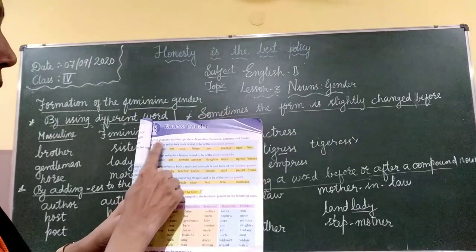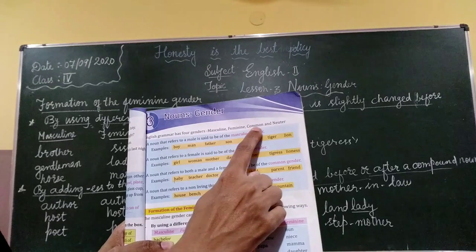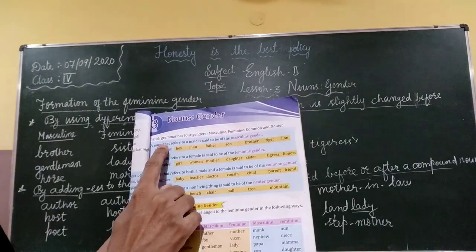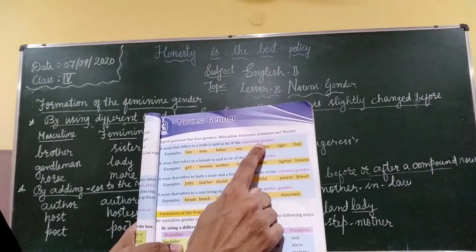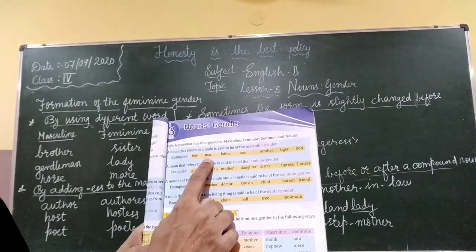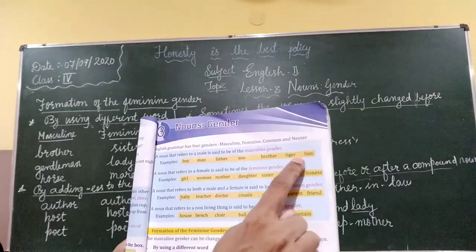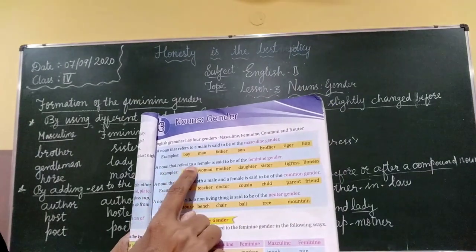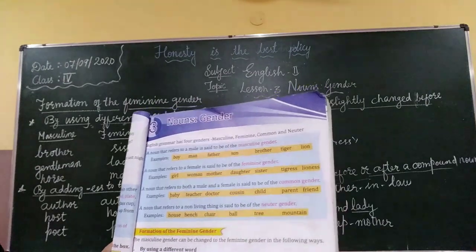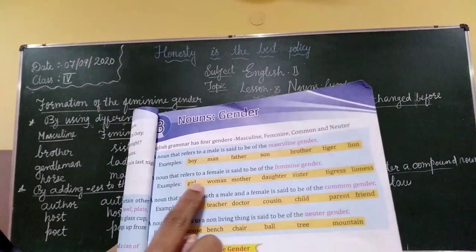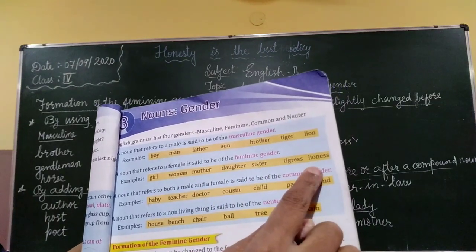English grammar has four genders: masculine, feminine, common, and neuter. A noun that refers to a male is said to be of the masculine gender. Examples: boy, man, father, son, brother, tiger, lion. Next, a noun that refers to a female is said to be of the feminine gender. Examples: girl, woman, mother, daughter, sister, tigress, lioness.